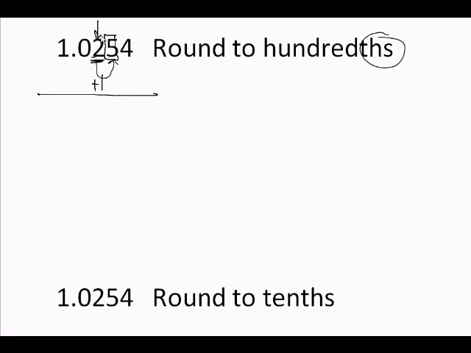So I have 2 plus 1. I'm going to add this up. I have 3. Everything to the left, I'm just going to bring down. Everything to the right gets crossed off. We don't use it anymore. To the right of the decimal number rounding, you just cross it off and don't use it. To the left, you bring down. So 1.0254 rounded to the hundredths is 1.03.